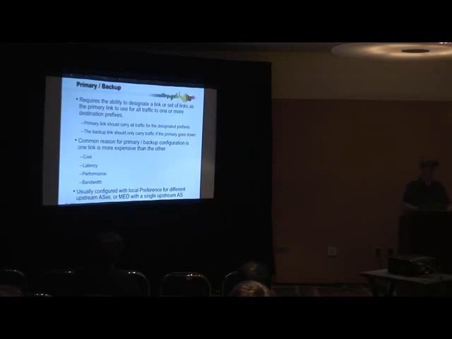And expense could be measured in various different units that may or may not be important to you. It could be the cost of the links. It could be the latency of the links. It could be the performance, packet loss, available bandwidth. Depending upon what metric is important to you, you might optimize to say prefer a low loss link over a high loss link. It's usually configured with local pref if you have two different upstream ASs, or you could use MED if you have a single upstream AS.